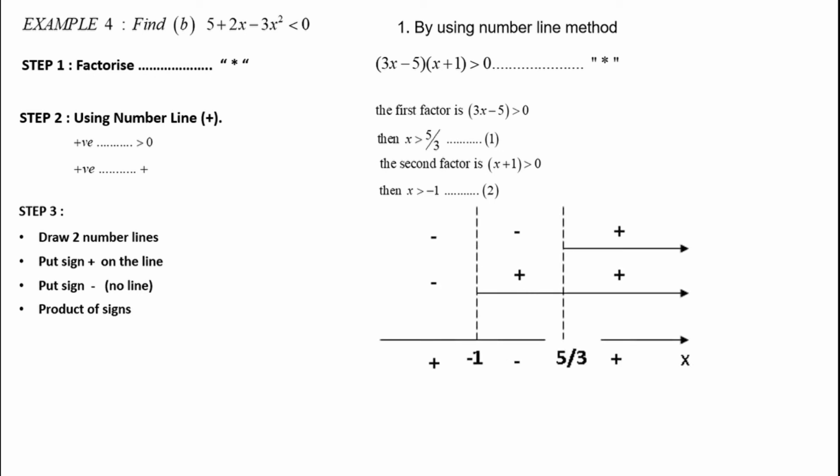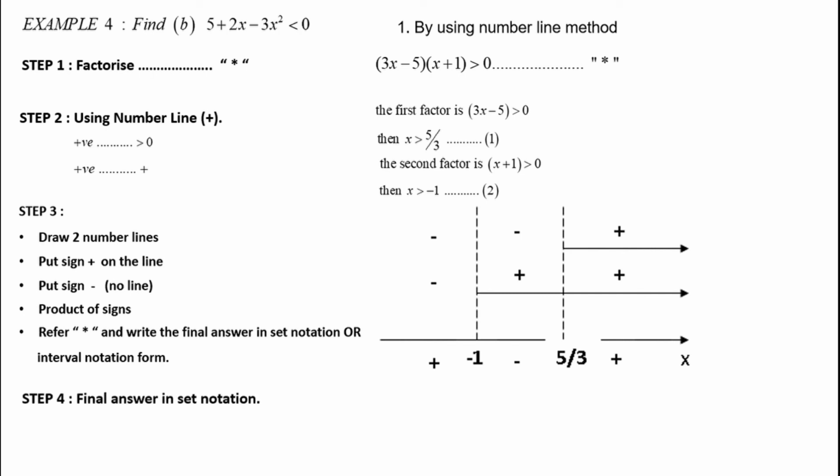Step 4. In order to determine our final answer, we must refer to the star we placed in step 1 earlier, that is, the quadratic inequality indicates greater than 0. Meaning that we must select the positive section. And our final answer in set notation is x is less than -1 and x is greater than 5/3, where x is an element of the real numbers. Or, we can write it in interval form like this.